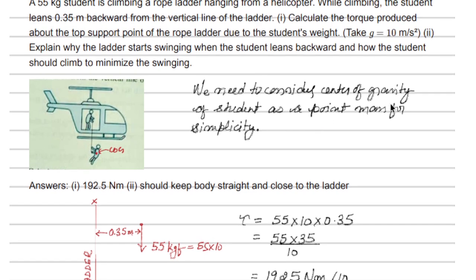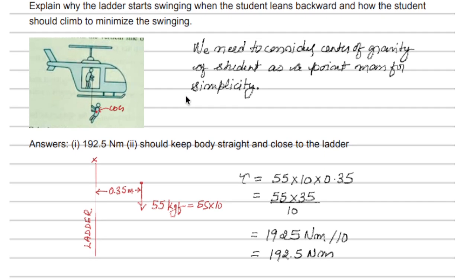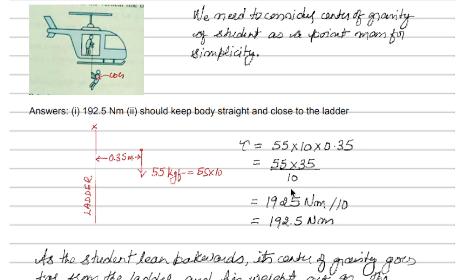Okay, now how should the student climb to minimize the swinging? See, if we don't want this torque to act, we cannot reduce the person's weight. He is 55 kg, and we don't want to reduce that. But what we can do is reduce this distance. As the 0.35 gets lesser and lesser, the torque or the rotational effect will also become smaller.